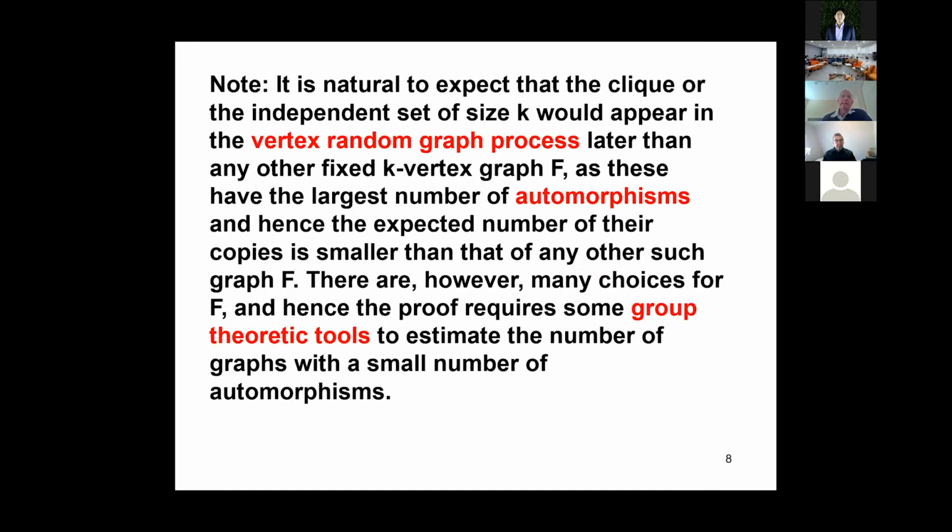Now, let me point out that it is quite natural to expect that the clique and the independent set of size k are the most difficult graphs on k vertices to achieve. So once we get them, it's natural to suspect that everything else would appear. And this is because these are the graphs that have the largest number of automorphisms, and therefore the expected number of their copies in the random graph is smaller than the expected number of any other graph on k vertices. On the other hand, there are many choices for the other vertices, so the two things compete with each other. And maybe it's not so surprising that you have to use some group theoretic tools, specifically some classical result of Bochert and others about permutation groups that are not doubly transitive to estimate the number of graphs with a small number of automorphisms, and this gives what's needed for the random case.